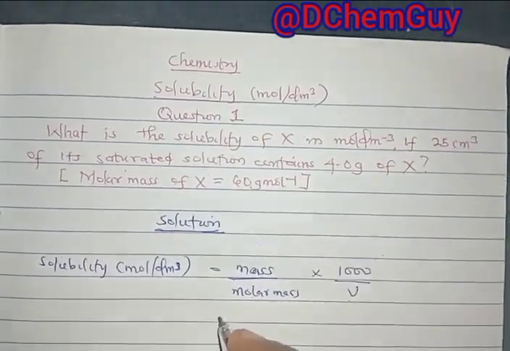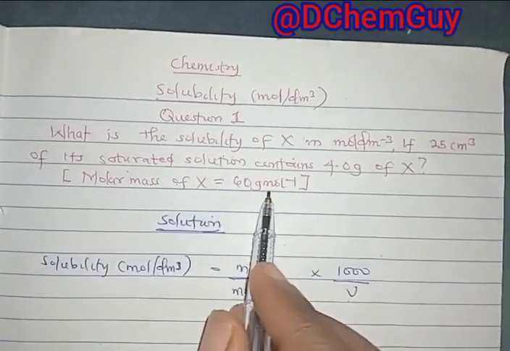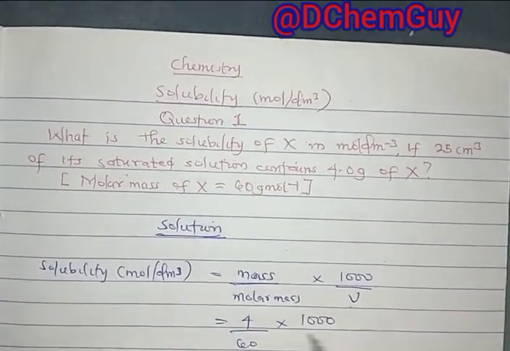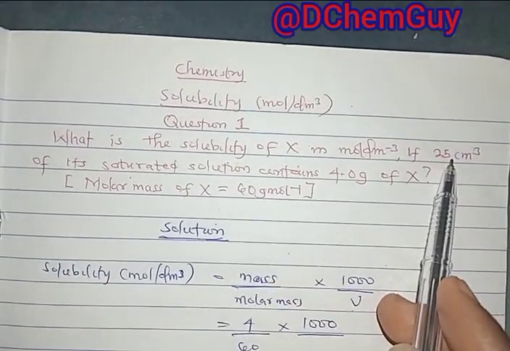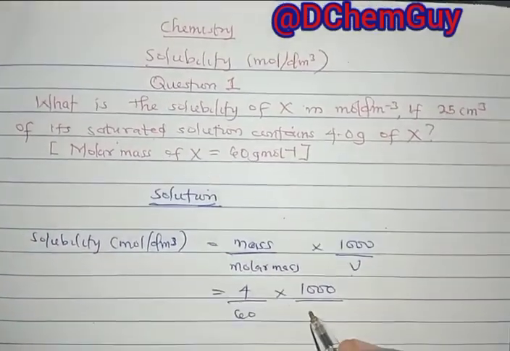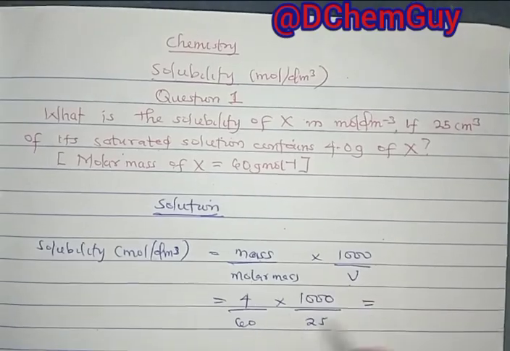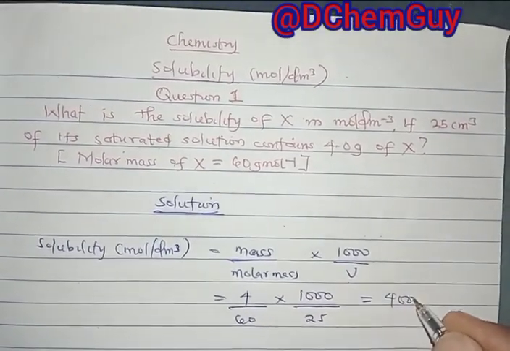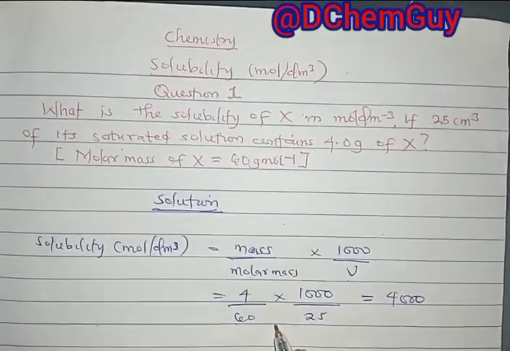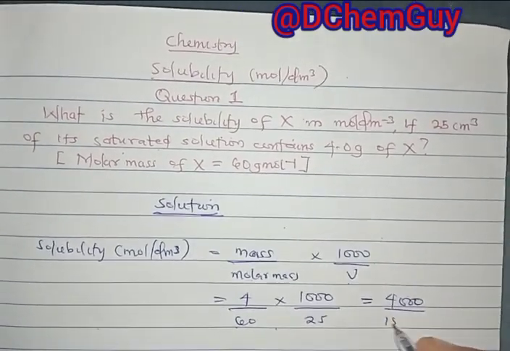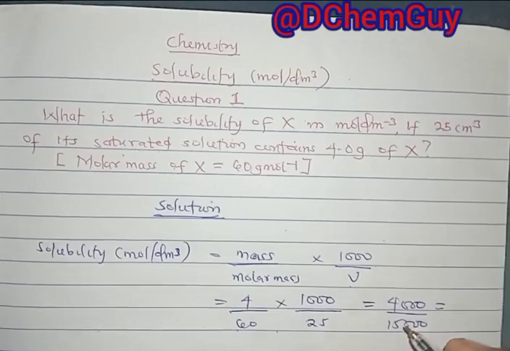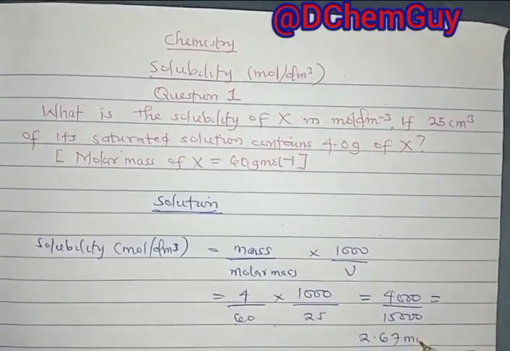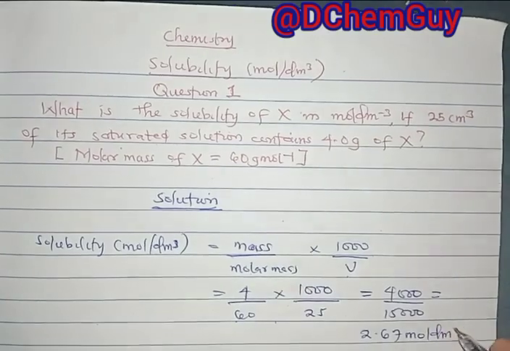4. So we just do 4. Now what's our molar mass? 60 gram per mole, times 1000 over, what's the volume given here? 25. So that will be 4 times 1000, that will be 4000. Now 60 times 25, that's going to give you 1500. So the answer will be 2.67 mole per dm cube.